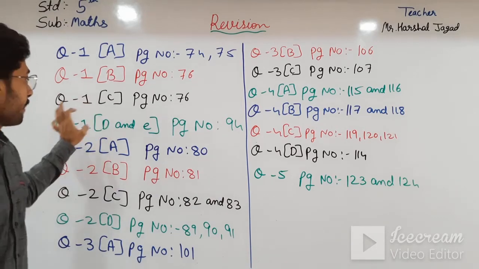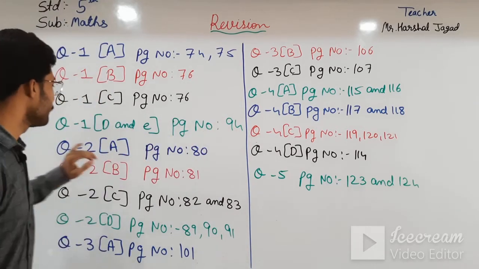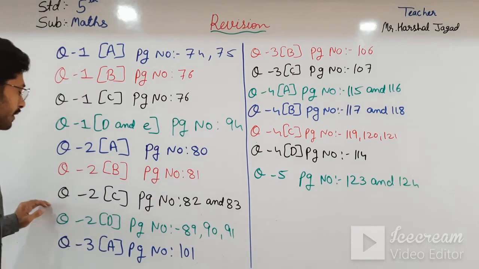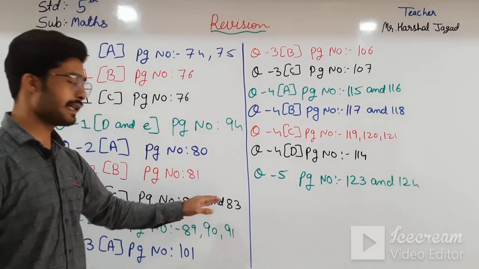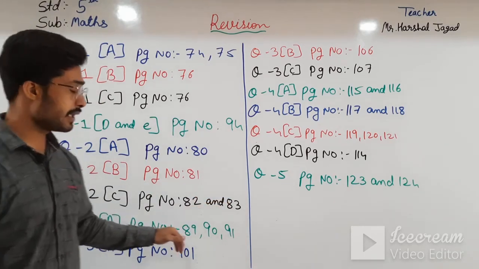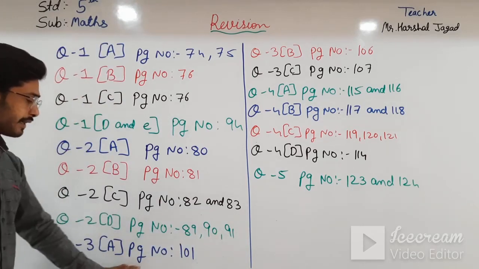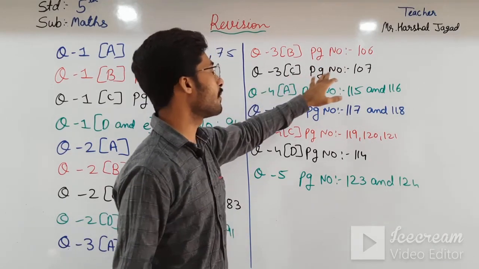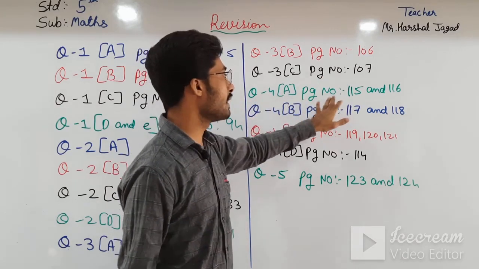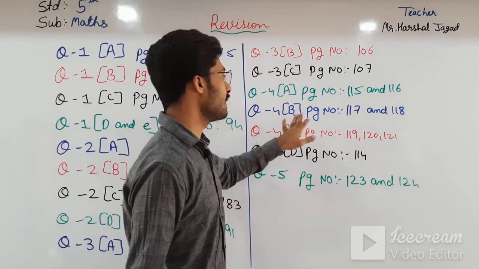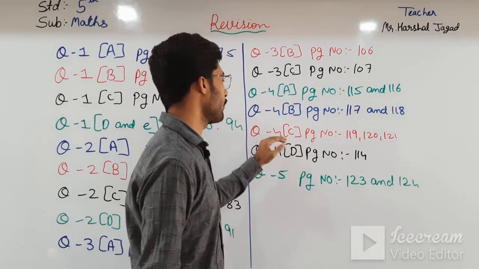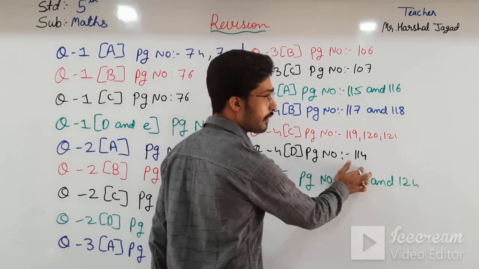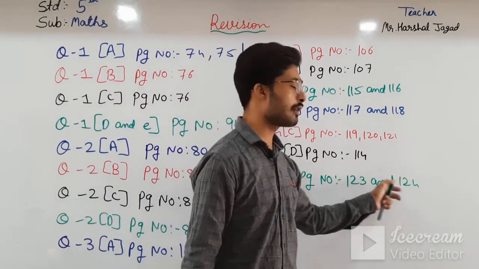Question 1d and e, that is according to page number 94, and question 2a, page number 80, question 2b according to page number 81, question 2c according to page number 82 and 83, question 2d, that is according to page number 89, 90, 91, question 3a according to page number 101, question 3b according to page number 106, and question 3c according to page number 107, 4a page number 115 and 116, question 4b, that is page number 117 and 118, question 4c page number 119 and 120 and 121, and question 4d, that is page number 114, question 5, that is 123 and 124.